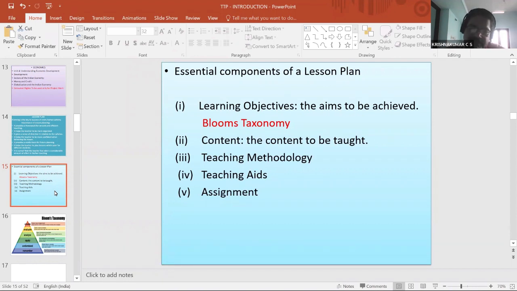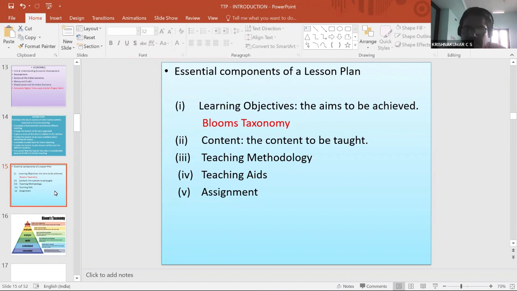Teaching methodology. What do you mean by teaching methodology? Can you tell me some of the teaching methodologies that you generally use? Lecture method. PPT. Yeah, the different strategies and techniques which you adopt to impart the lesson.